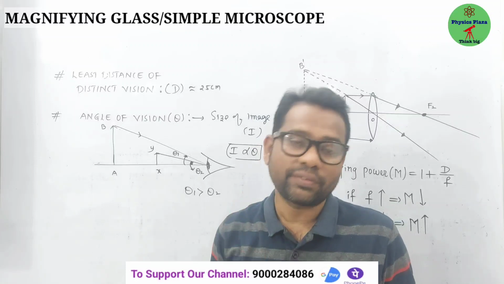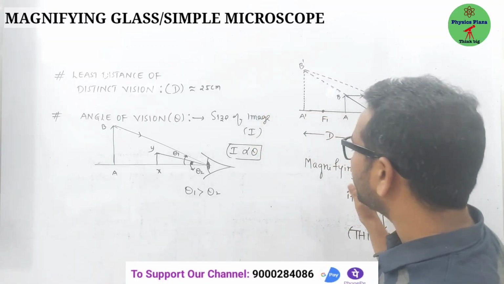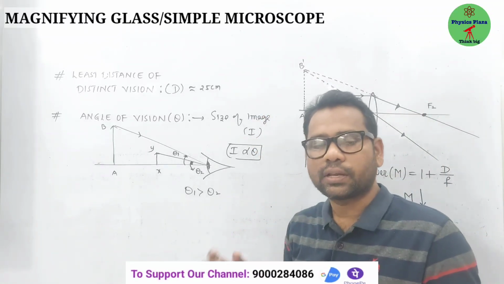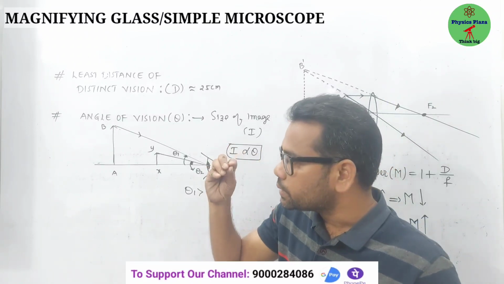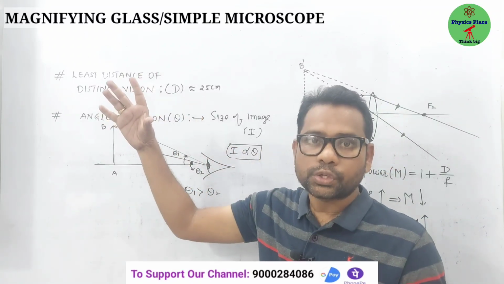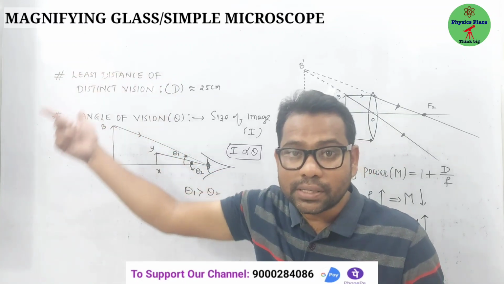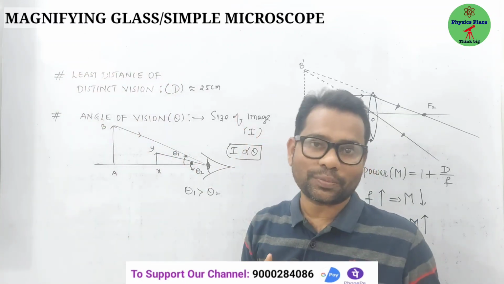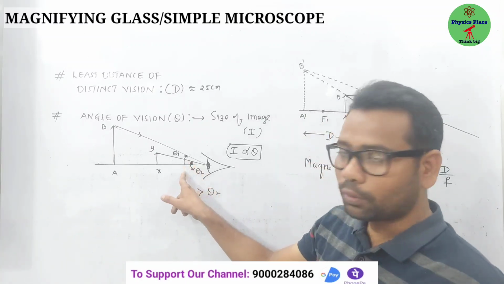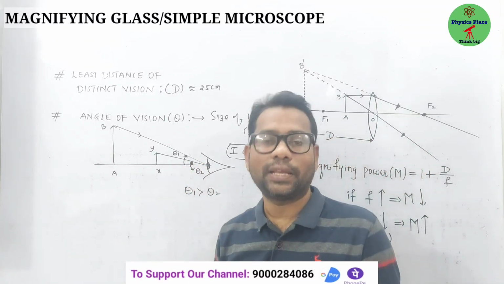Try to understand. Very, very important. So why are we using a magnifying glass? A magnifying glass increases the size of the object, so that the light rays coming from that image, so that image acts like an object for our eye. Now that will become larger, so that we can see it very clearly.